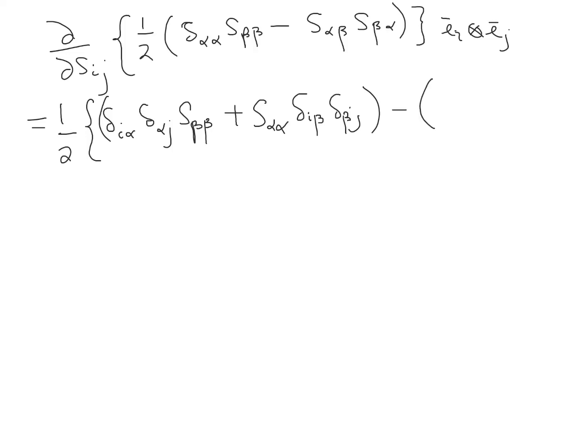Minus, we differentiate S alpha beta, keep beta alpha, and we do that also. So that would be Kronecker delta I alpha, Kronecker delta beta J, and keep S beta alpha, plus Kronecker delta I beta, Kronecker delta alpha J, S alpha beta. Let me write the alpha beta first so that I can continue with the pattern I'm using.